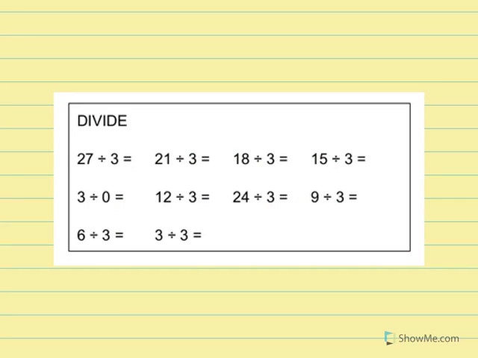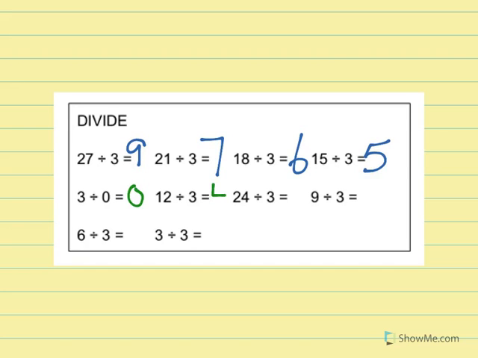Let's do our division. This is week 3, I think, doing dividing by 3. We need to master this week, folks. 27 divided by 3 is 9. 21 divided by 3 is 7. 18 divided by 3 is 6. 15 divided by 3 is 5. 0 divided by 3 is 0.